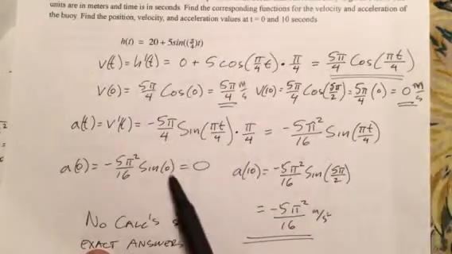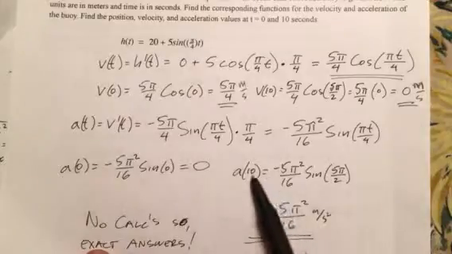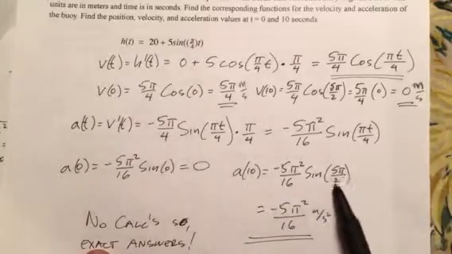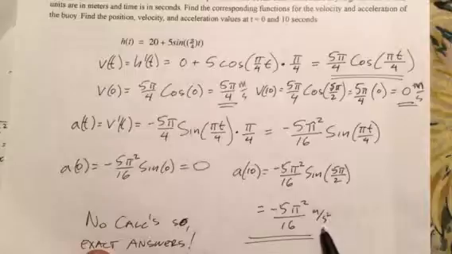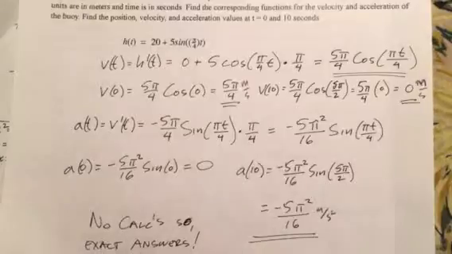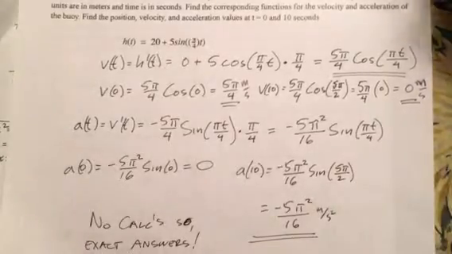I evaluate it at 0 and I get 0. I evaluate it at 10. I get the sine of 5 pi over 2. That just becomes 1, and there's my answer. All right. No calculators, so just exact answers.